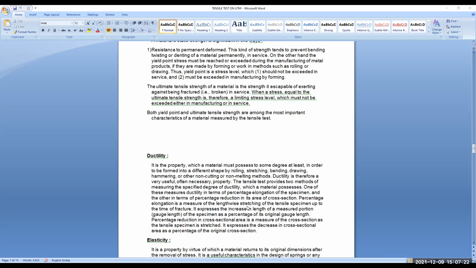Percentage elongation is a measure of length by stretching of the tension specimen up to the time of fracture. It expresses the increase in length of a measured portion of the specimen as a percentage of the original length. Reduction in cross-sectional area is a measurement of the cross-section as the tensile specimen is stretched. It expresses the decrease in cross-sectional area as a percentage of the original cross-section.